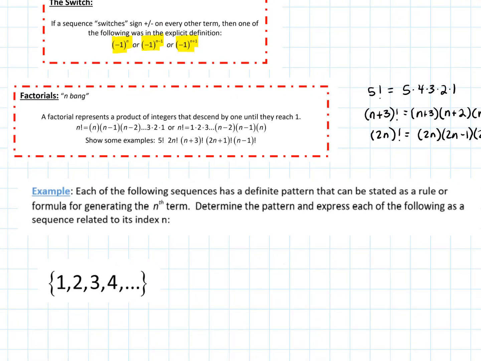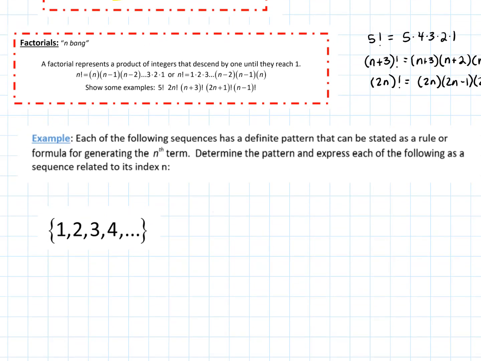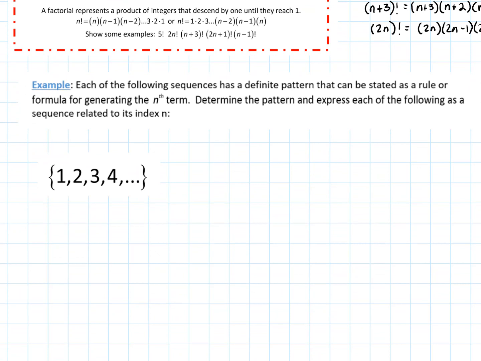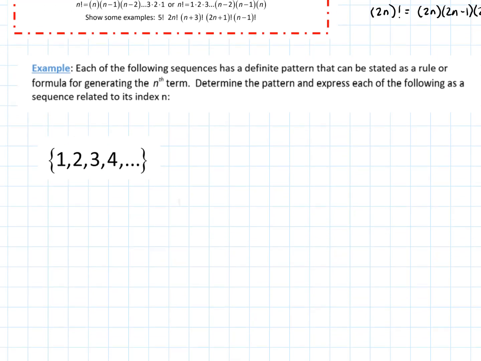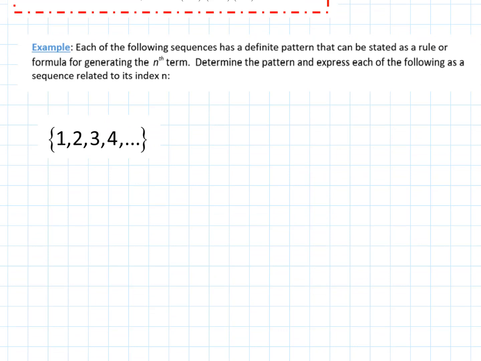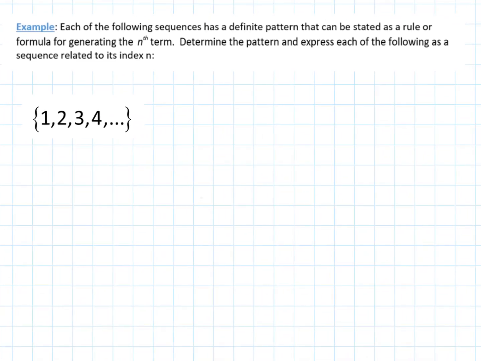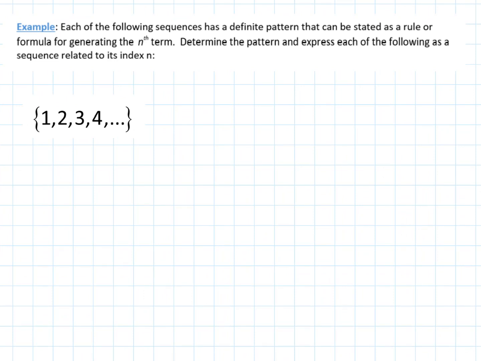Okay, so the next thing I want to do is look at some sequences and actually write them as their explicit definition. So if we've got just the pattern of numbers and we want to write it with its explicit definition, I want to write this in terms of its index. So how do I do that? Well, some of them are obvious, some of them are not as obvious. And so how we figure out these patterns is going to be our goal here.